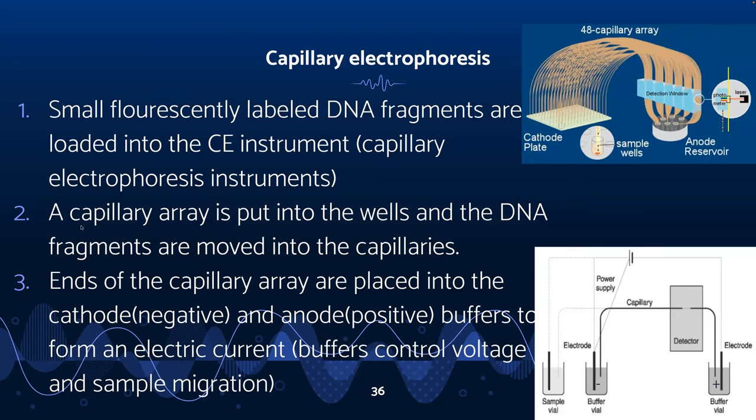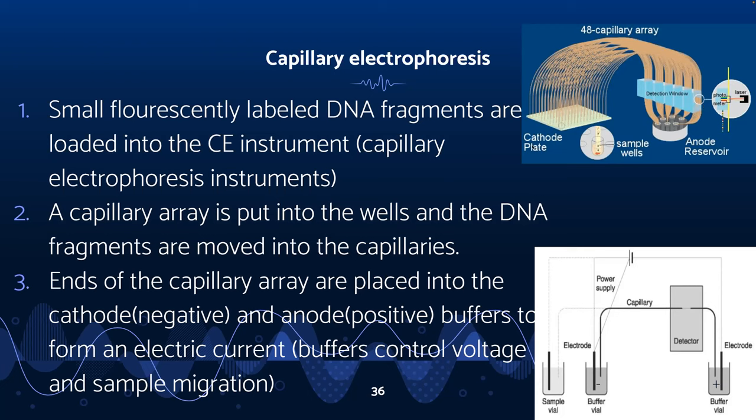Next, the capillary array. If you look in the top right corner of the slide, you can see the capillary array is that orangey yellow thing. It looks like little strands, and this is put into the well. After you have the DNA loaded into the wells, the capillary array is also in the wells.